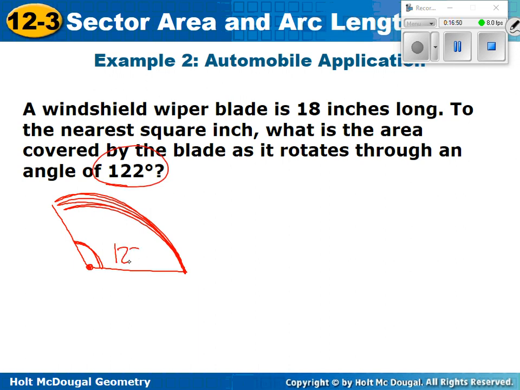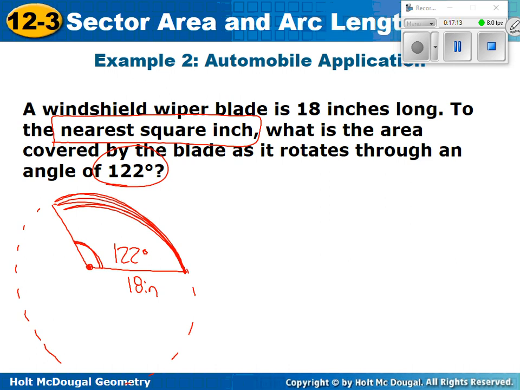122 degrees. They tell me the blade is 18 inches long. What is that giving me about my circle? The radius. This is 18 inches. If this windshield wiper went all the way around in a circle, that would be the radius of our circle. So we're looking for the area to the nearest square inch. What does that mean?